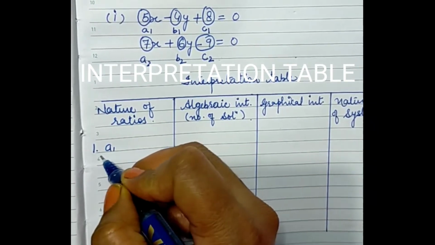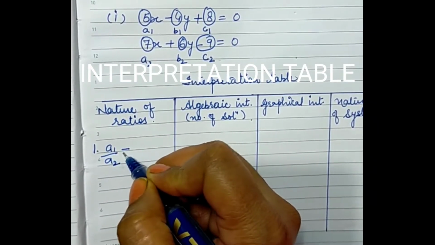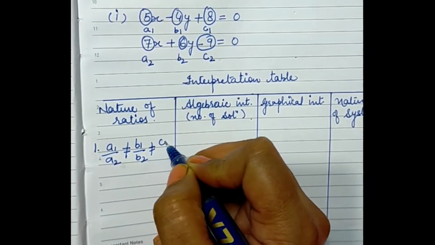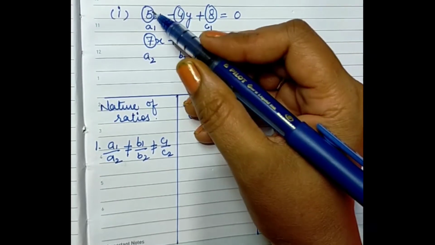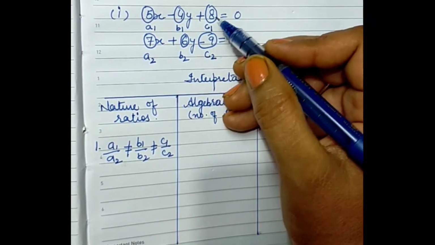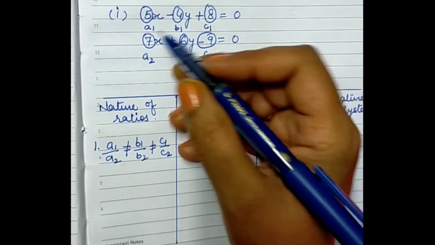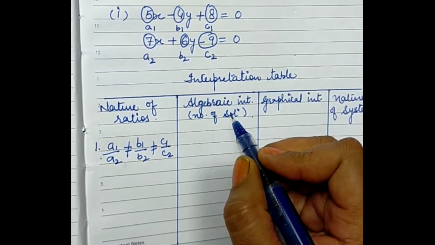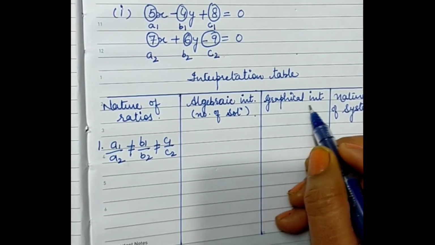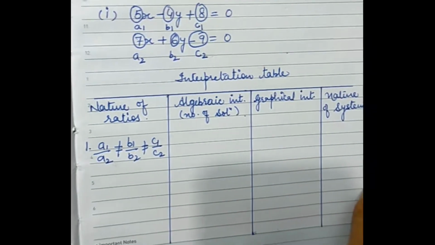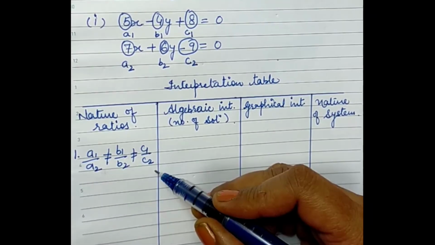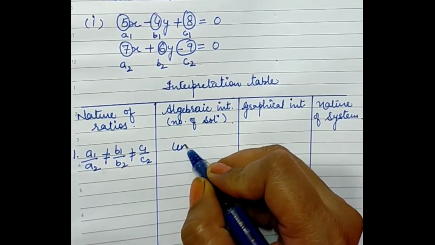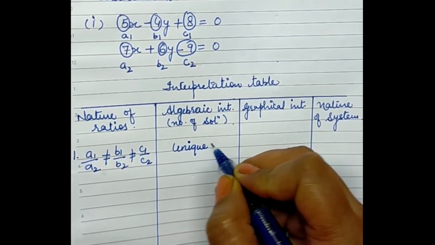If the ratio a1 over a2 is not equal to b1 over b2, which is not equal to c1 over c2, that means 5 over 7, minus 4 over 6, 8 over minus 9, here the ratios are not the same. In such a case, what will be the interpretation algebraically, graphically, or what will be the nature of the system? If all the ratios are unequal, in that case there will be a unique solution, or one solution.